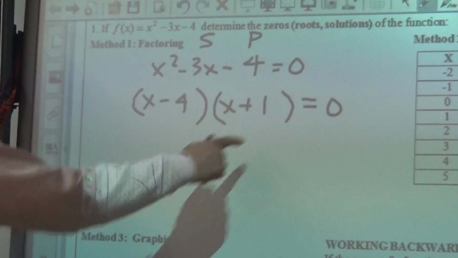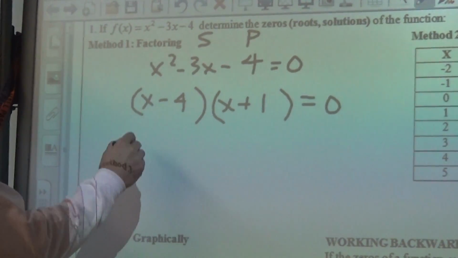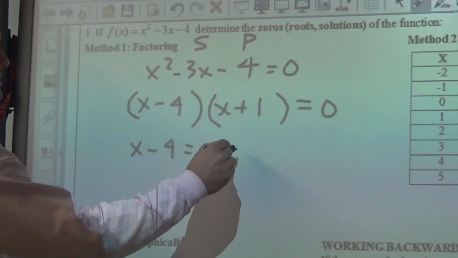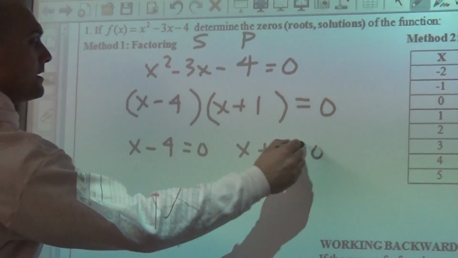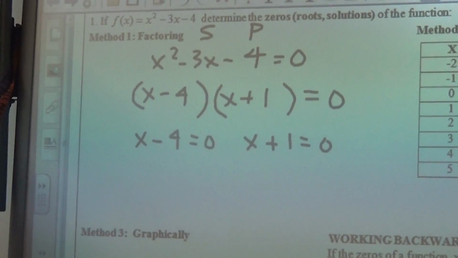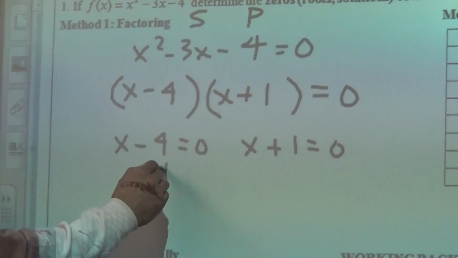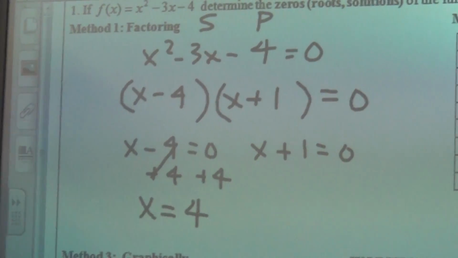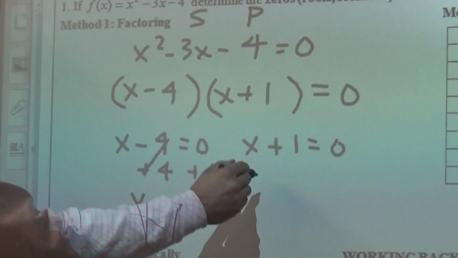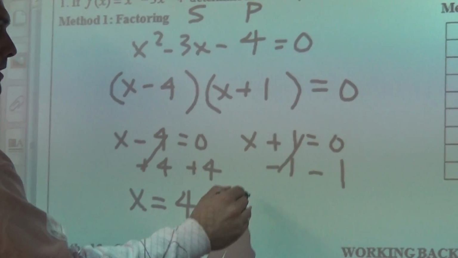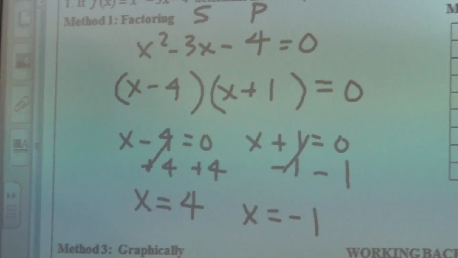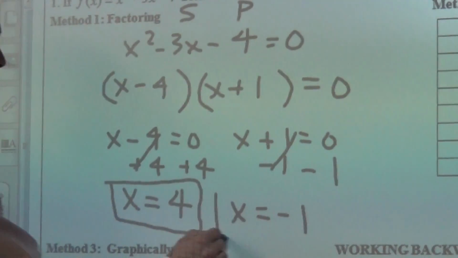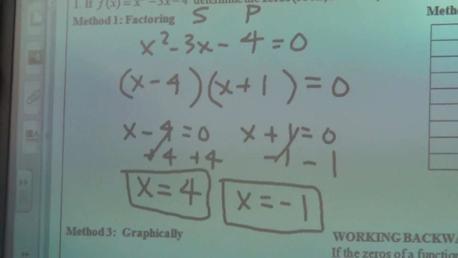Now, what we have to remember is because this is a function, we're finding the zeros, we're going to take both factors, set them equal to 0, and then solve. So here I would add 4, so I get x equals 4. Here I subtract 1, and I get x equals -1. So my 2 zeros are 4 and -1.